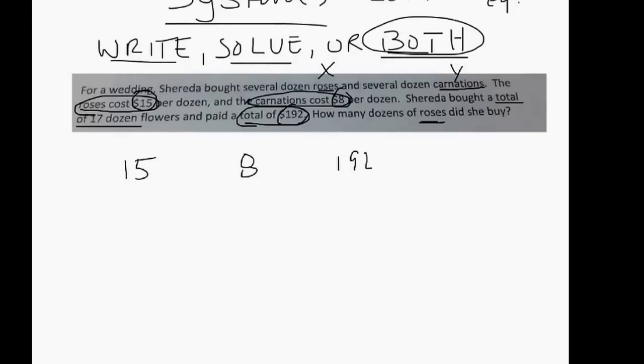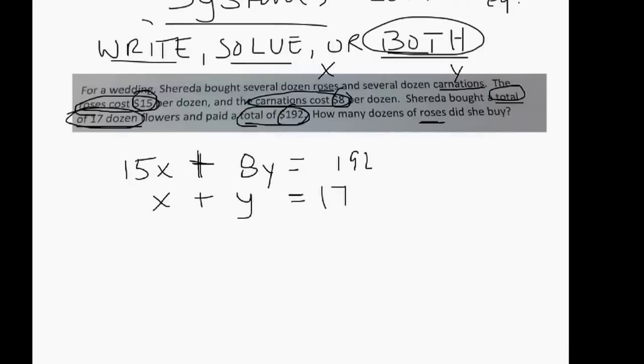15 for roses, so that's x. We're going to add it up because this is a total. This is how much we're going to spend. 8 for carnations, which is y, and that's going to equal $192. And so that's my first equation. My second equation simply comes from a total of 17 dozen. So she bought 17. What types of things did she buy? Roses and carnations. Okay? That is how you write a system of equations.